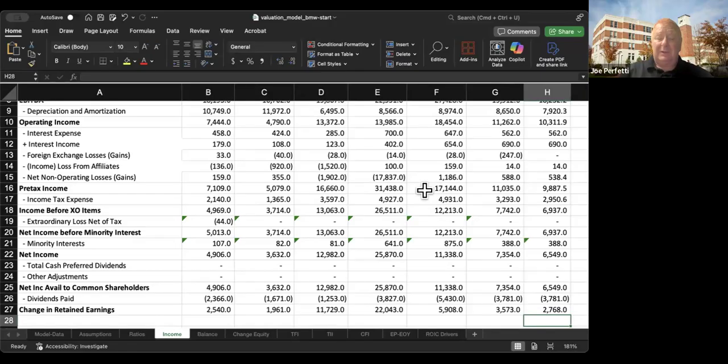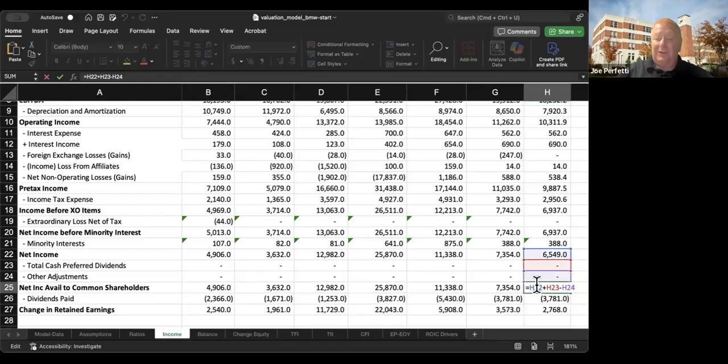It's also why I had you copy this number, because you'll notice this cell for net income available to common shareholders was the net income plus H23, which is the cash preferred dividends, minus H24, because I know cash preferred dividends is coming as a negative number from Bloomberg.